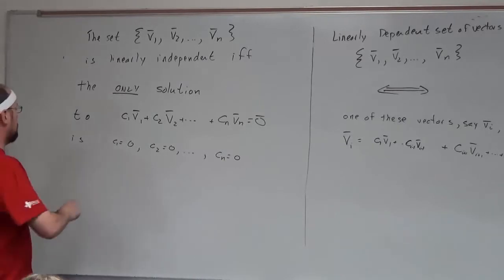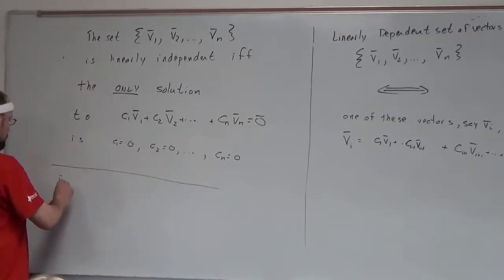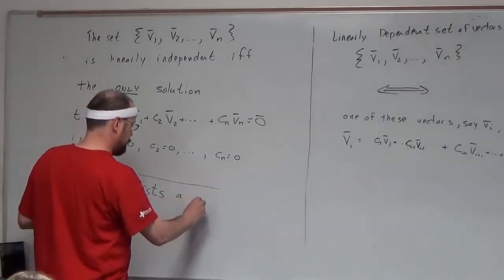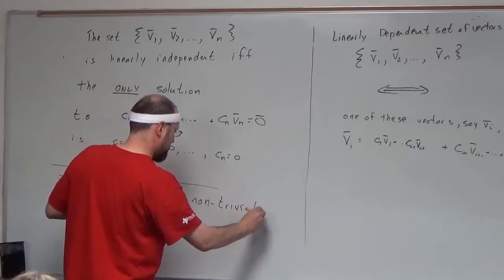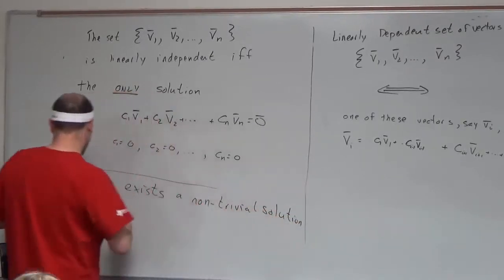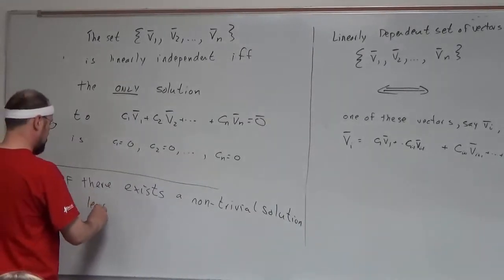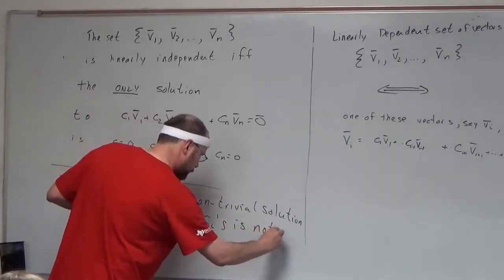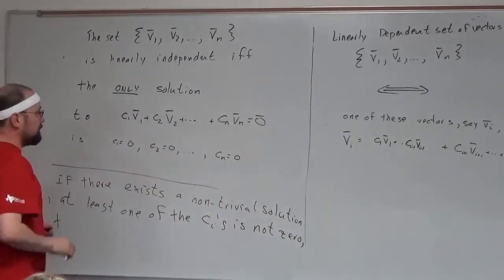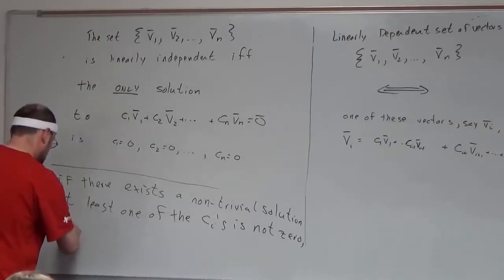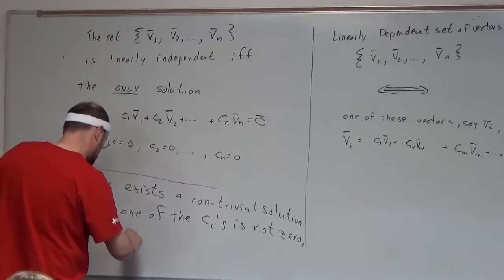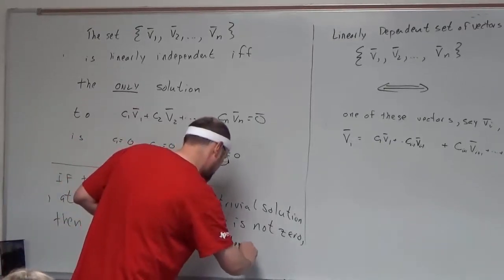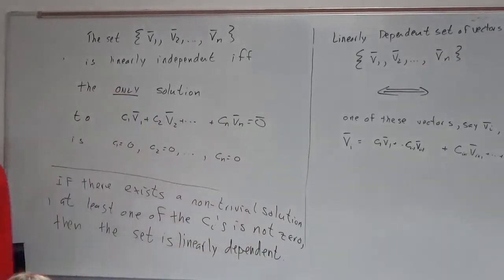On the other hand, if there exists a non-trivial solution to this equation, so that is to say, at least one of these coefficients is non-zero, then we know that we can express one of the vectors as a combination of the others, so we have linear dependence. That's just reviewing this definition.